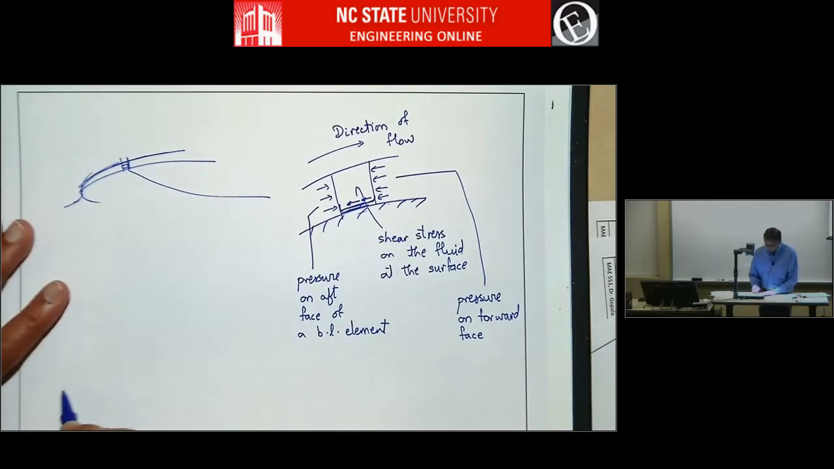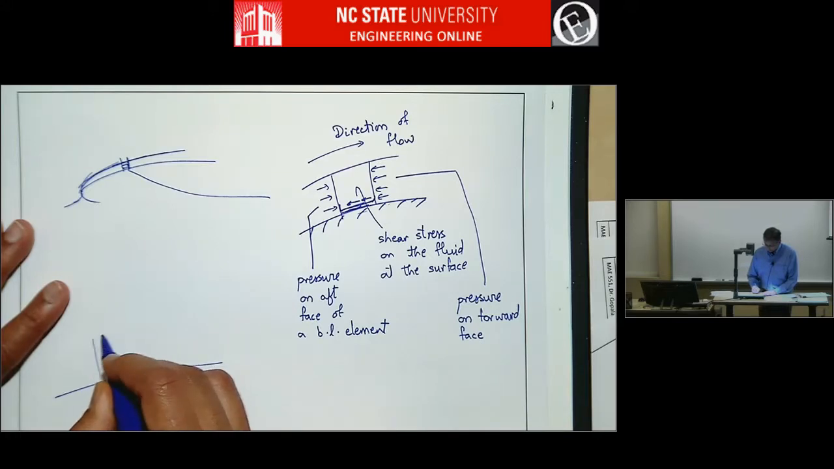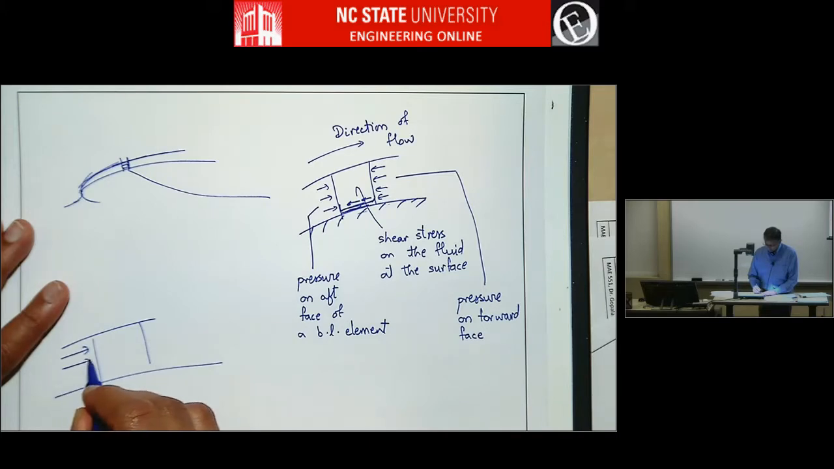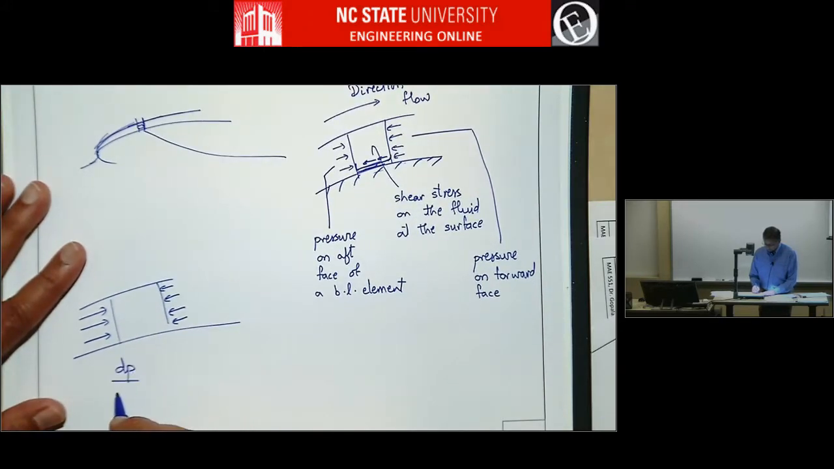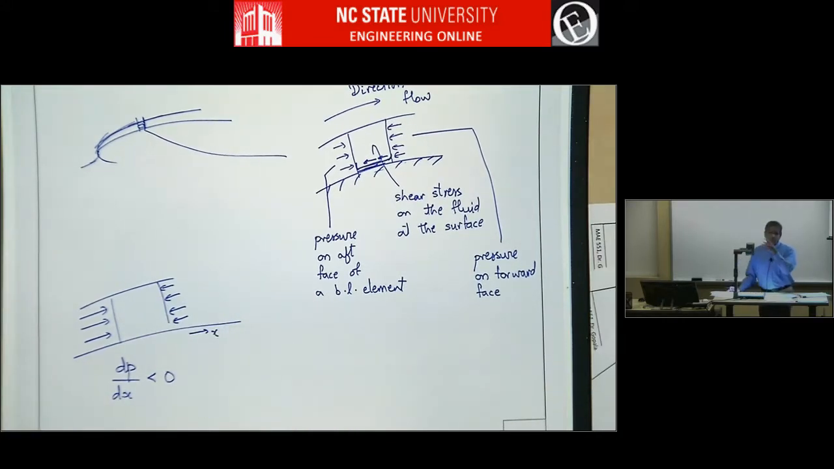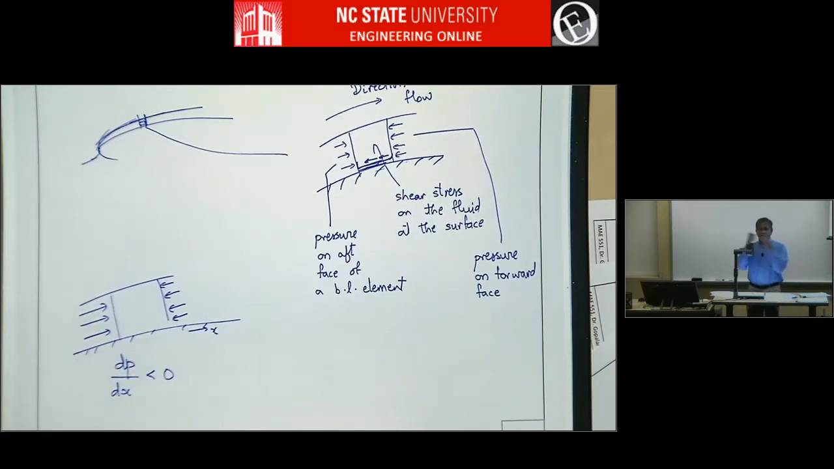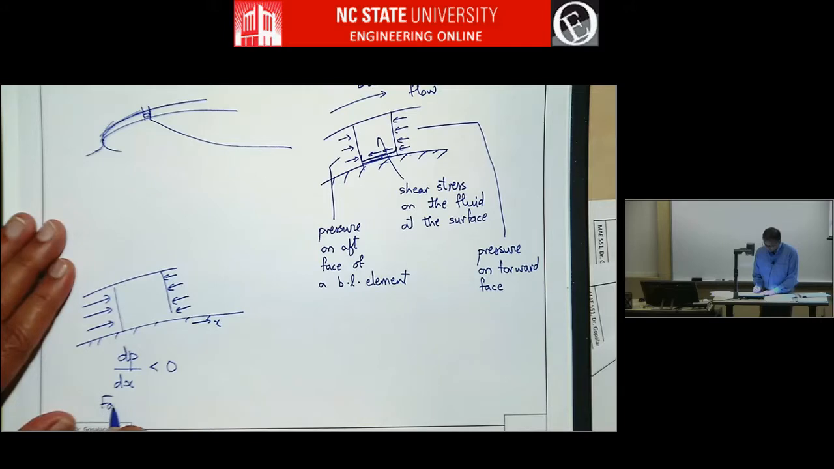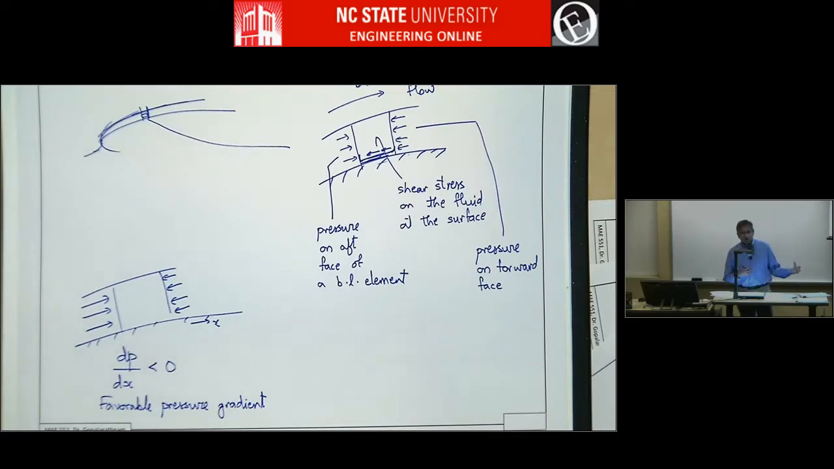So a favorable gradient is where you will have more pressure here and less pressure here. So in other words, if this is the x direction, dP/dx is less than 0. So it's going into more suction. So the flow will want to go along the surface, right? Because there's suction kind of pulling it in the direction of the flow. So this is called favorable pressure gradient, where dP/dx is negative, which means the pressure gradient supports the flow. It encourages the boundary layer to keep flowing.